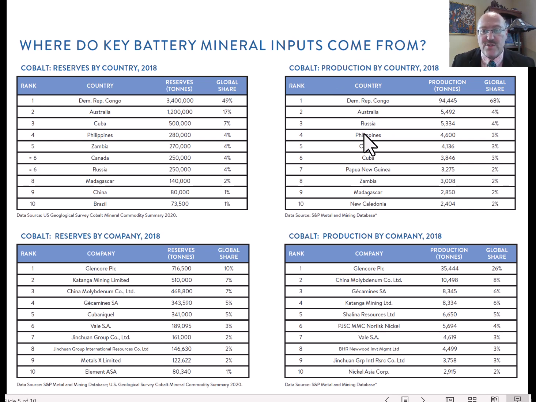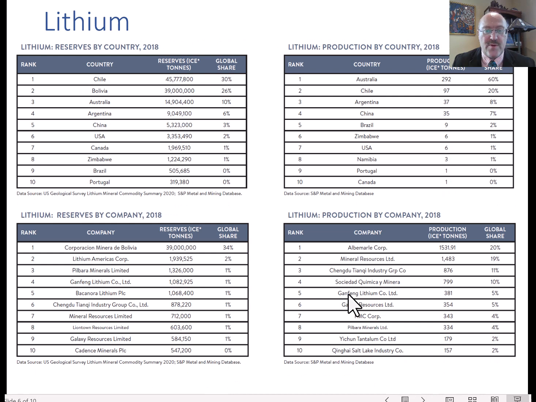Australia is 4, Russia is 4, Philippines is 4. And so some of the companies were able to purchase those reserves. The largest company is Glencore, which has 10% of global reserves. And the same company, Glencore, produces cobalt, 26% of the world production of cobalt. Then it's followed by China Molybdenum company, 8%. So as you can see, there is a lot of dominance in the market by the countries, especially Congo here. Now, let's move here.